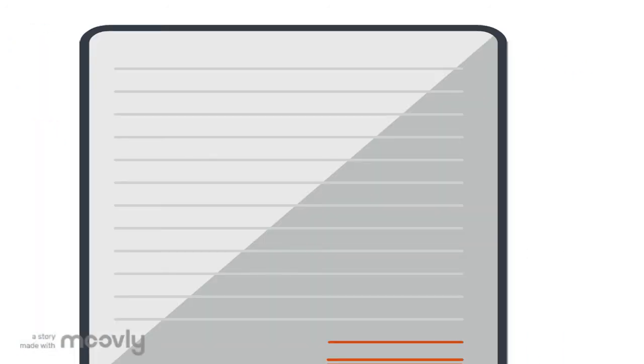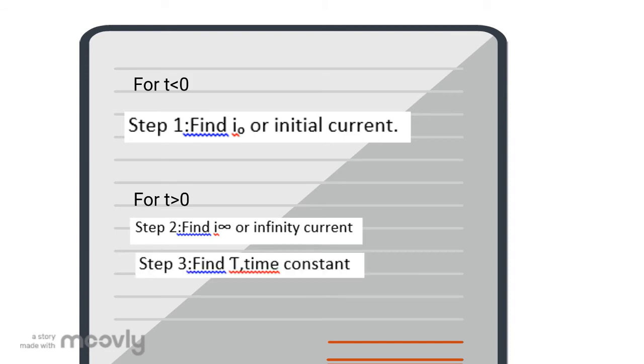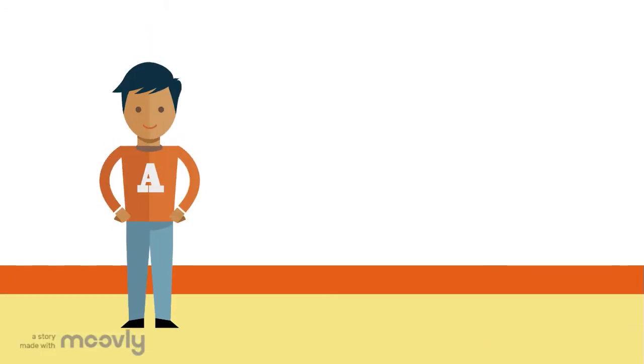Step response has two conditions: where t is lower than 0 and t is higher than 0. For step 1, we will work in the condition t is lower than 0. Step 1 is we need to find the initial current, or I0, of the circuit. For step 2 and so on, we will work in the condition t is greater than 0. Step 2 is step 3 and step 4. It sounds simple, right? Let's try to do the question together.